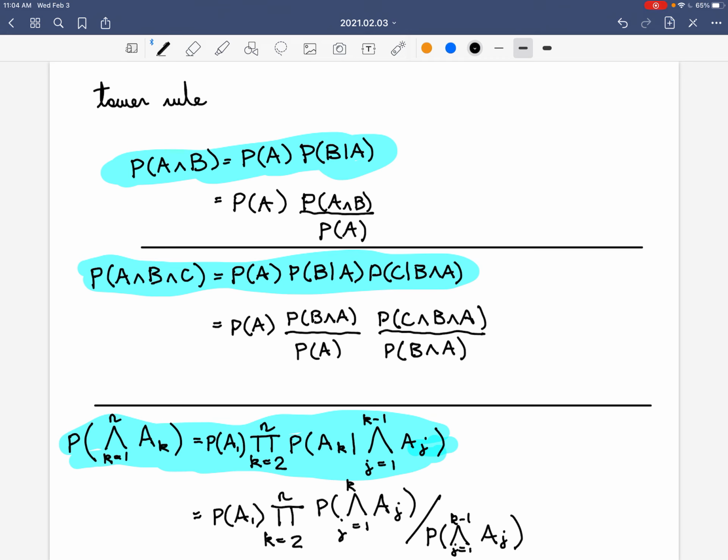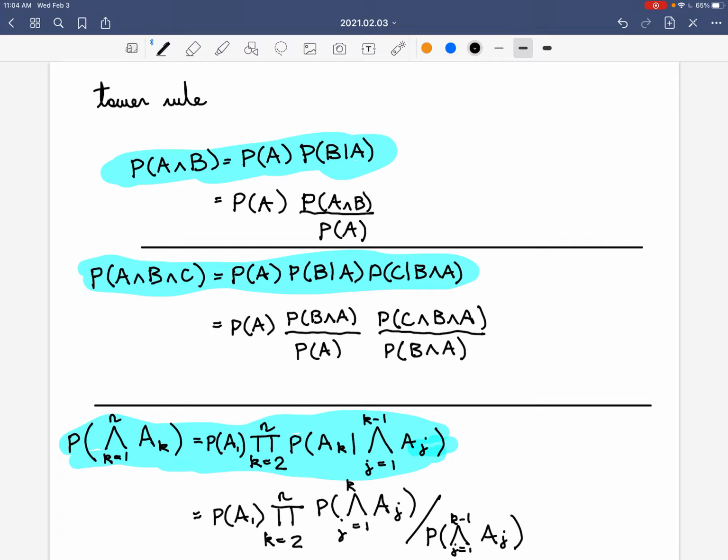It can also be used to calculate conditional probabilities given absolute probabilities. For example, if you look at the middle thing, you can imagine rearranging it to get a formula for the probability of B given A as the probability of A and B and C divided by the probability of A times the probability of C given B and A. So you can rearrange these formulas in all kinds of ways.